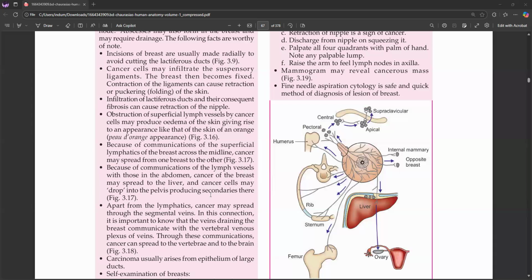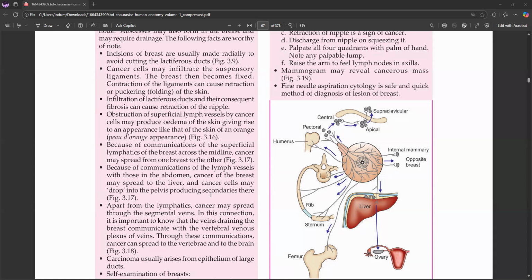Figure 3.9. Cancer cells may infiltrate the suspensory ligaments. The breast then becomes fixed. Contraction of the ligaments can cause retraction or puckering of the skin. Infiltration of lactiferous ducts and their consequent fibrosis can cause retraction of the nipple. Obstruction of superficial lymph vessels by cancer cells may produce edema of the skin, giving rise to an appearance like that of the skin of an orange.